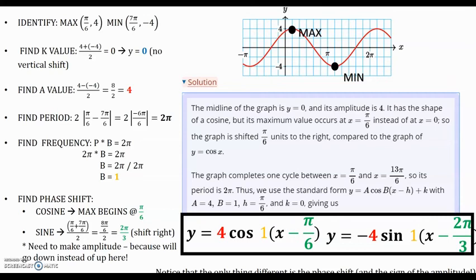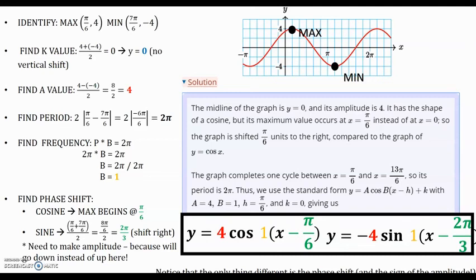Last but not least, we want to find our phase shift. For cosine, my maximum is where I shift to, so I'm at pi over 6, and because it's positive, it's going to wind up being negative in the equation. Then for my sine, I have to do a little bit of math here. I'm adding pi over 6 plus 7 pi over 6, which gives me 8 pi over 6, which simplifies to 4 pi over 3. Then I am dividing by 2, so I'm really multiplying by 1/2, and that's going to simplify to 2 pi over 3.